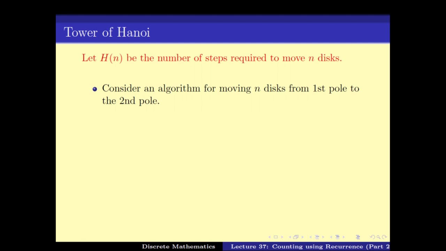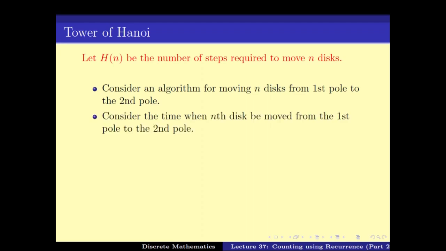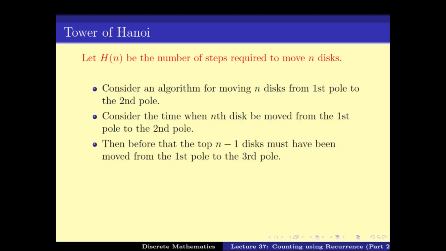So consider an algorithm that moves the n disks from the first pole to the second pole. Consider the time when the nth disc was moved. Of course, at some point, the last disc was moved from the first pole to the second pole. Now, before that move, the top n minus 1 discs must have been moved from the first pole to the third pole.